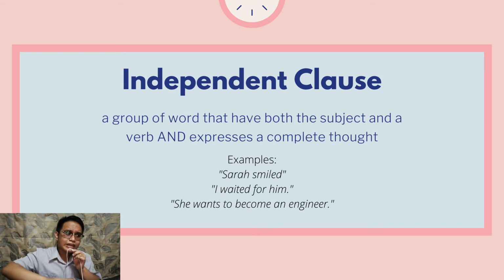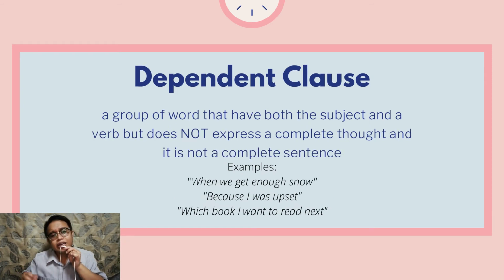However, those that cannot stand on their own, we call them dependent clauses. That means they depend on something so that they can make sense. It's a group of words that has both the subject and a verb. Ha? And it does not express a complete thought.